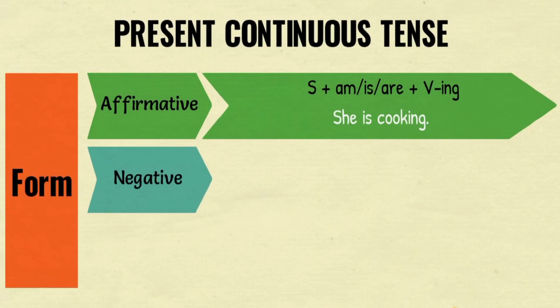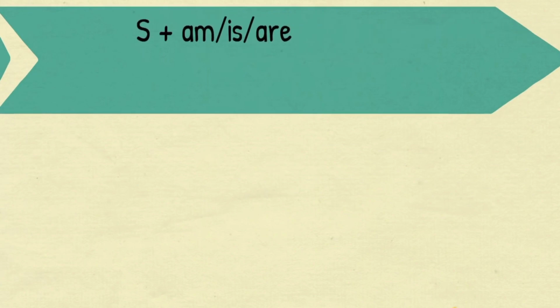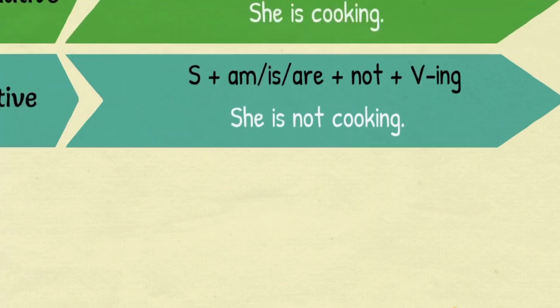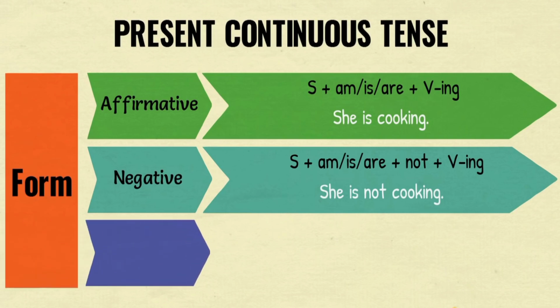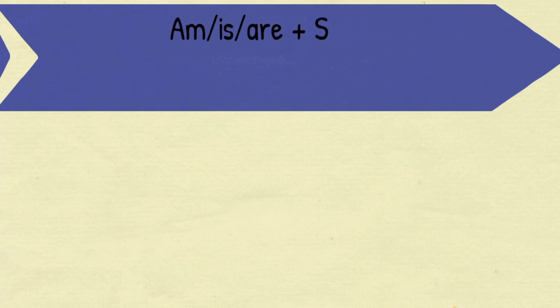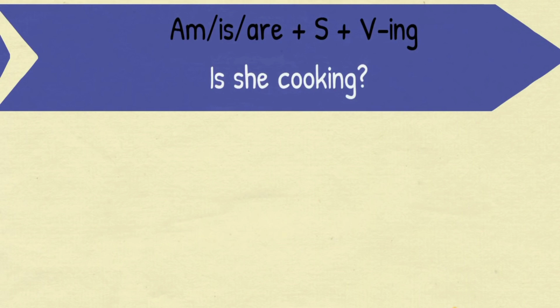Negative. Subject plus am, is, or are plus not plus verb ing. She is not cooking. Interrogative. Am, is, or are plus subject plus verb ing. Is she cooking?